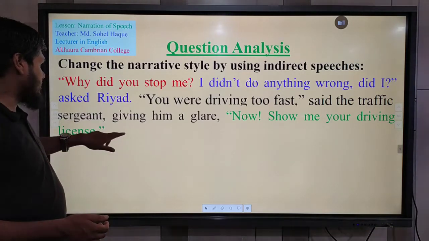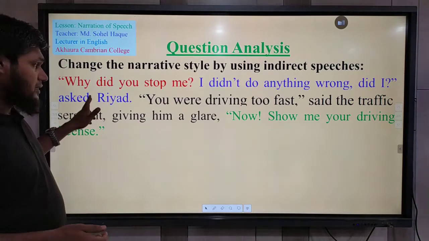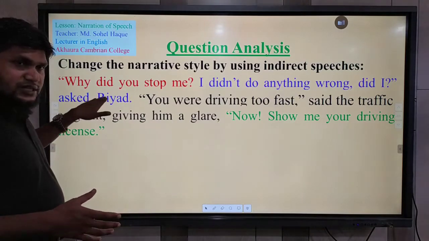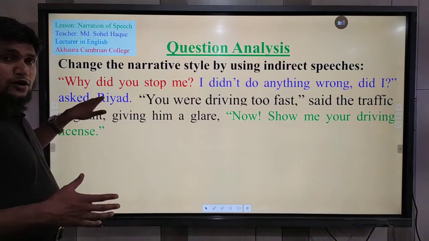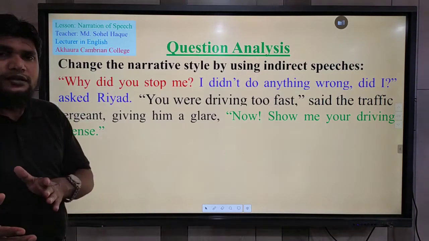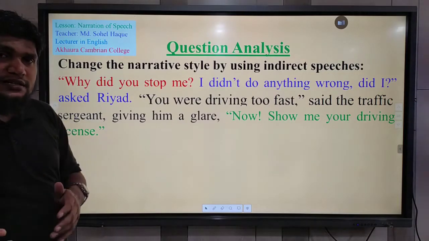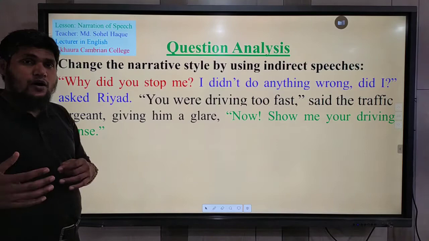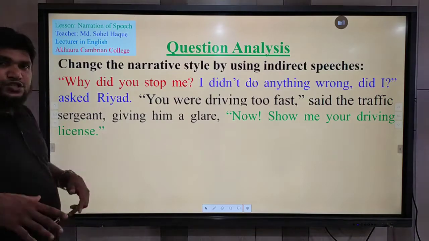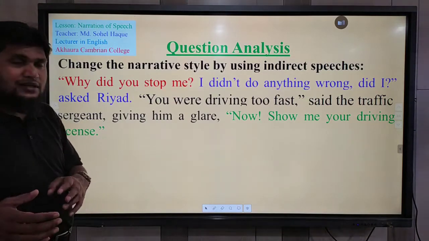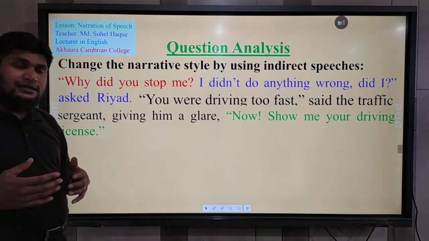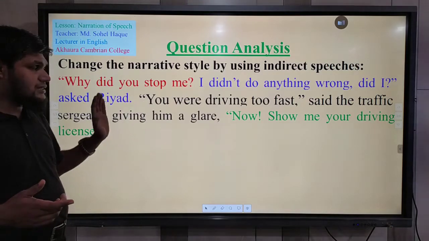So you should take Riyad asked, and you should take the object. There is no object in the reporting speech. You should take the object. Who is the other speaker? The sergeant. The conversation is between Riyad and the traffic sergeant. So who would come as the object? The traffic sergeant, because Riyad is talking to the traffic sergeant. Understand that the traffic sergeant is the listener here. In the first speech, Riyad is the speaker, and the traffic sergeant is the listener.